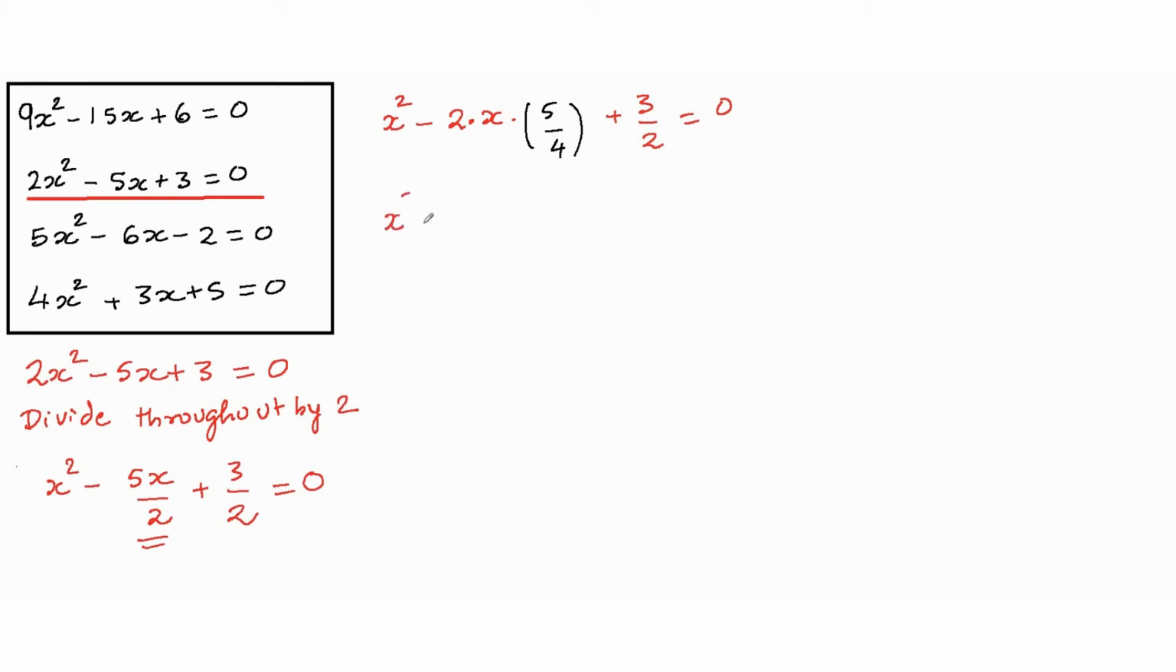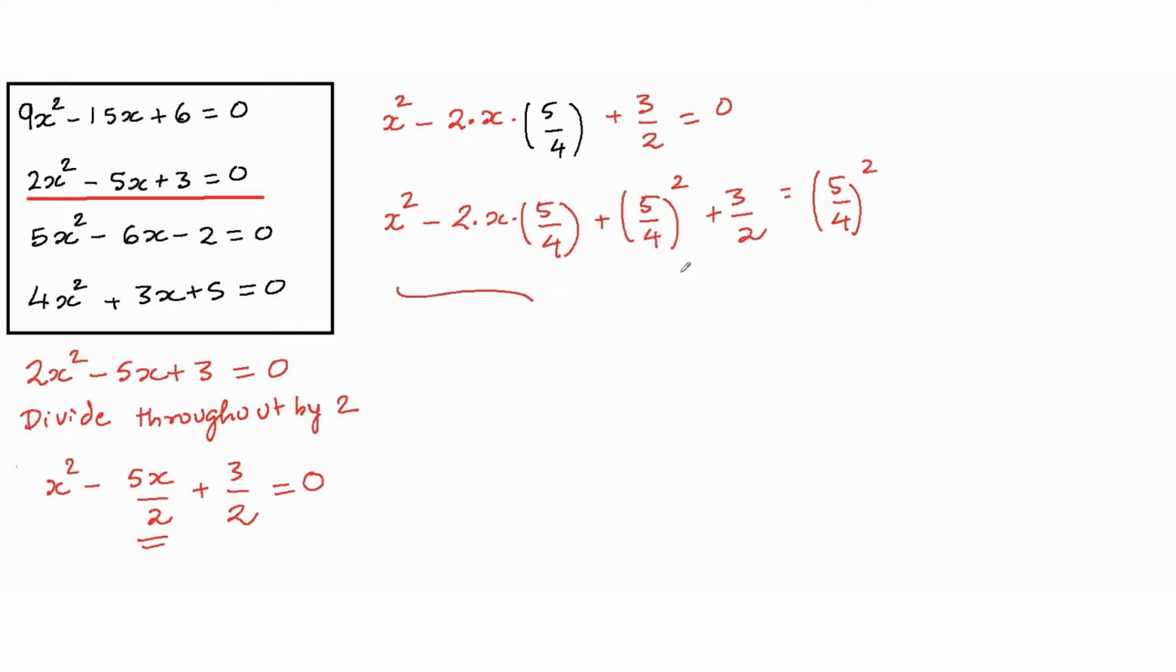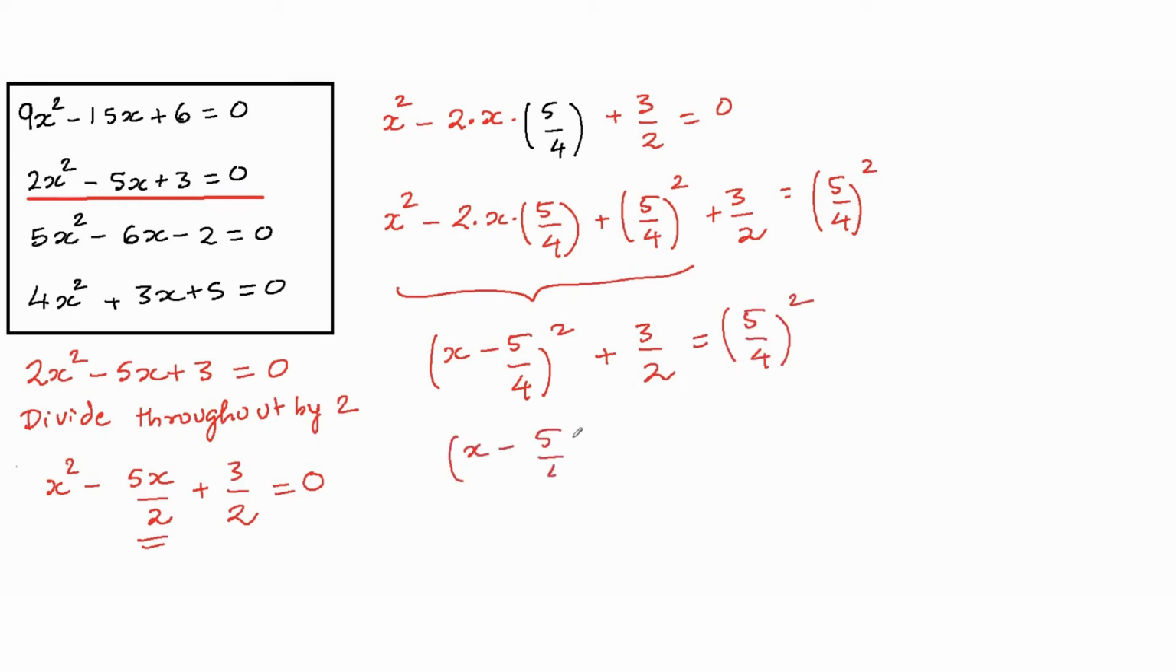Now I need to add the b square to both sides. So 2 into x into 5 by 4 plus 5 by 4 the whole square. Add it on both sides. And then there's a plus 3 by 2. Now the first three terms are x minus 5 by 4 the whole square, because this is of the form a square minus 2ab plus b square, plus 3 upon 2 is equal to 5 by 4 the whole square, which means x minus 5 by 4 the whole square is equal to 5 by 4 the whole square minus 3 by 2.